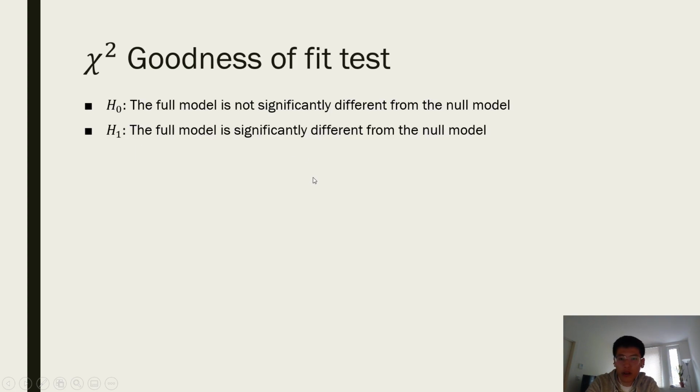So for the model fit, the first one, our null hypothesis is that the full model is not significantly different from the null model, and the alternative is that the full model is significantly different from the null model. So this is a chi-square goodness of fit test. We're going to see that later.